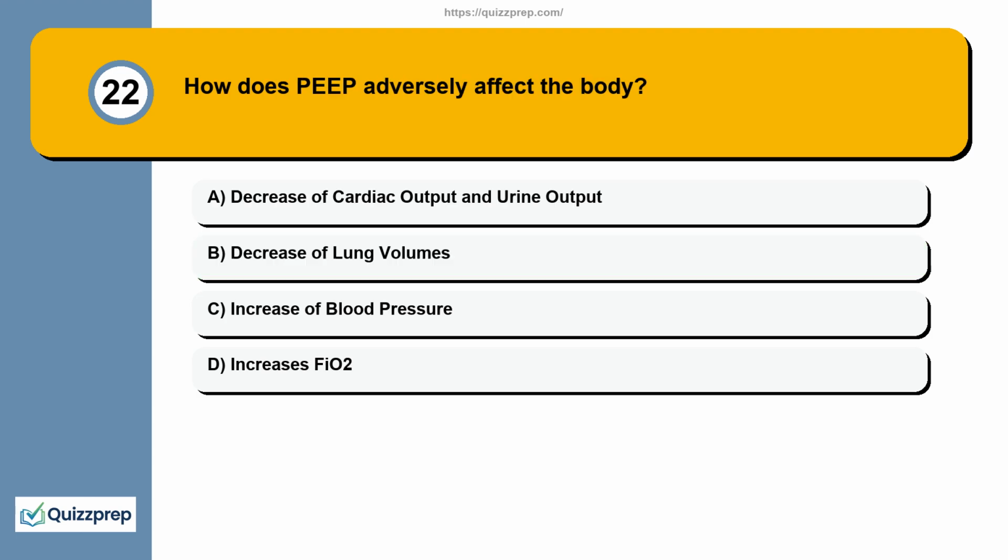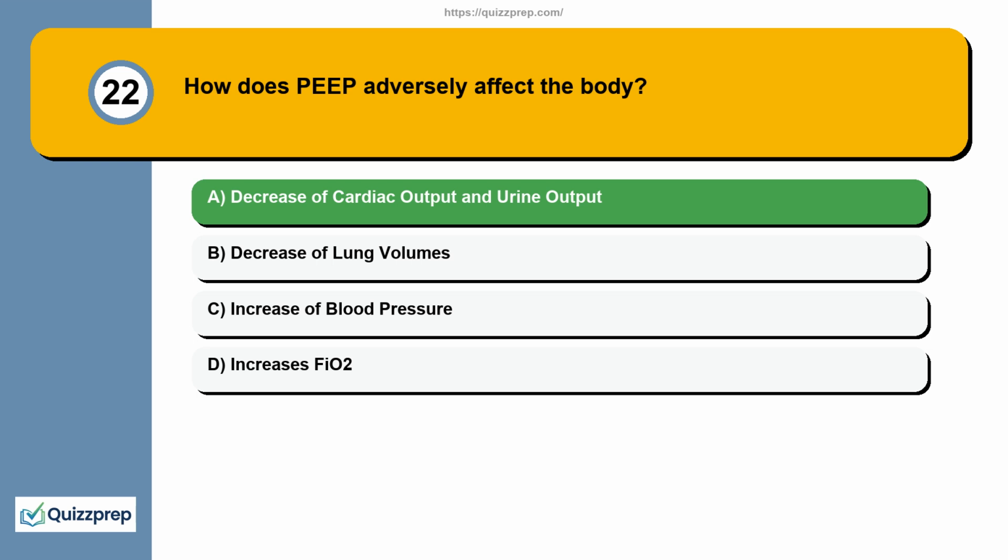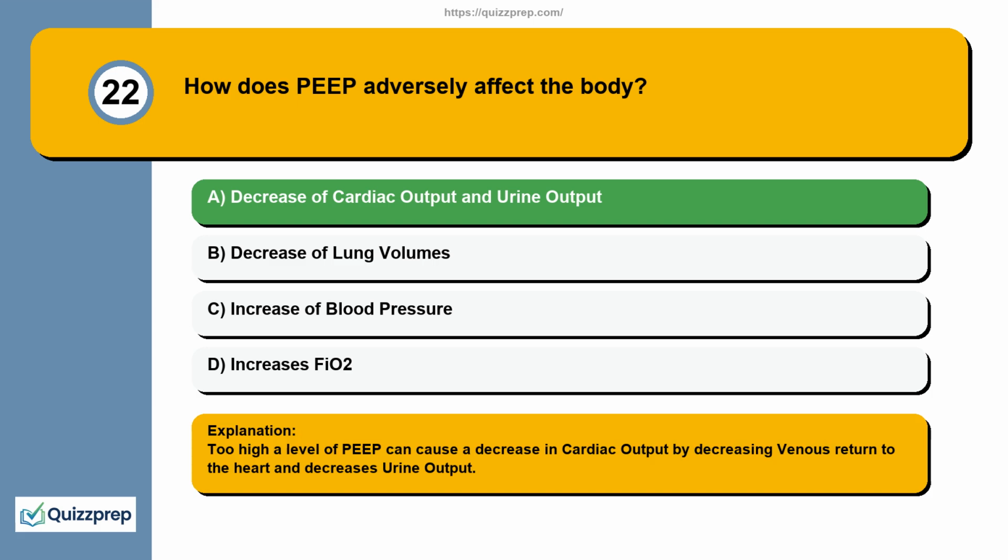Question 22. How does PEEP adversely affect the body? Decrease of cardiac output and urine output. Decrease of lung volumes. Increase of blood pressure. Increases FiO2. Too high a level of PEEP can cause a decrease in cardiac output by decreasing venous return to the heart and decreases urine output.